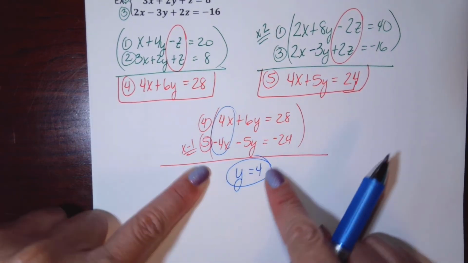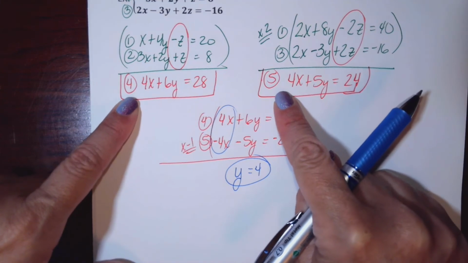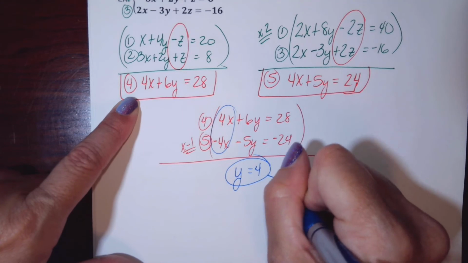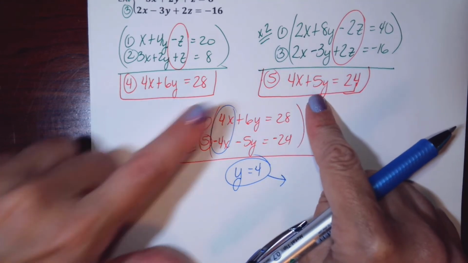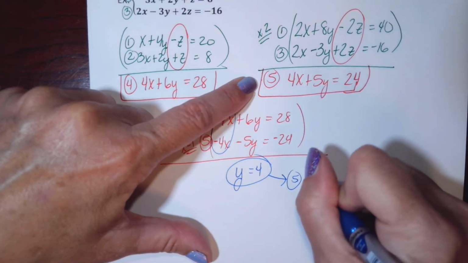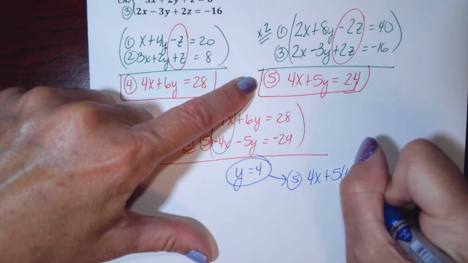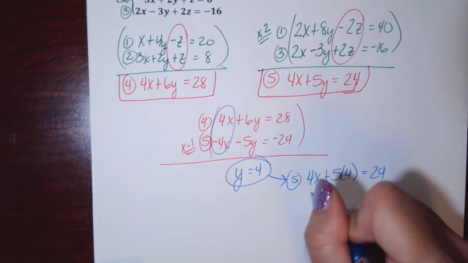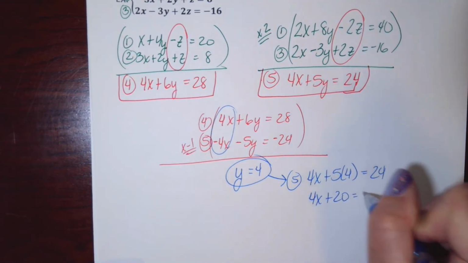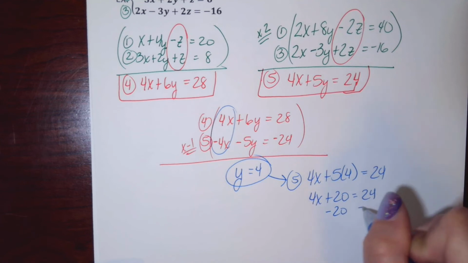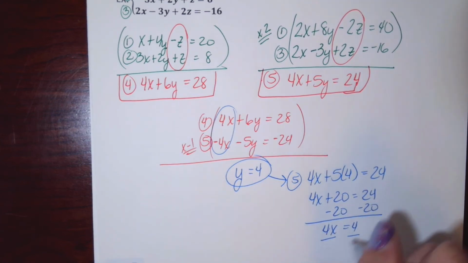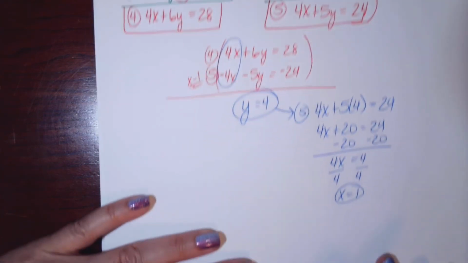Now I start working my way back up. I've got to go to either equation 4 or 5 to plug this in and solve for my second variable. Makes absolutely no difference here. Let's do equation 5. That would be 4x plus 5 times y, and I have a value to plug in for y, equals 24. So 4x plus 20 equals 24. I move that 20 over, and then I divide by my coefficient, and I get that x is 1.